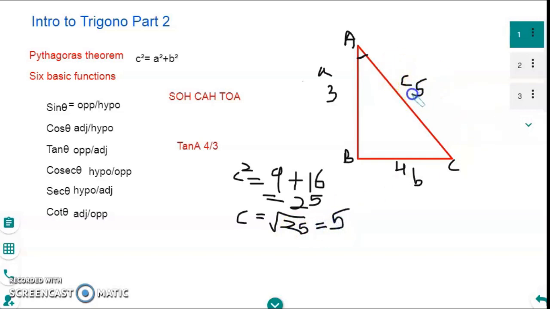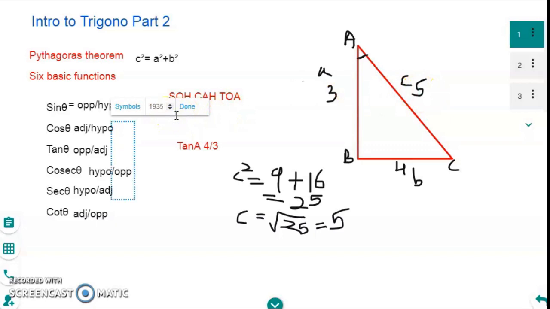Okay, so now we know all three sides. We know AB is 3, BC is 4, and AC is 5. So it's very easy to find the rest of these values. What would be sine A in this problem? It's asking for A, okay? So instead of theta, we're just going to say sine A is opposite over hypotenuse. So it should be 4 over 5. Let's write it down. What should be cos? That's adjacent over hypotenuse. So adjacent is 3 over 5.